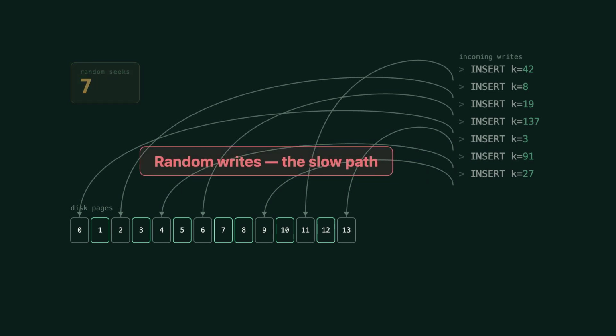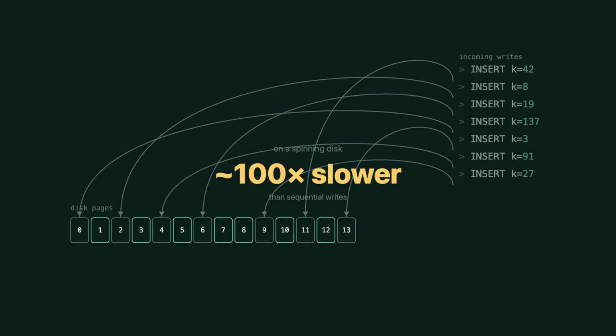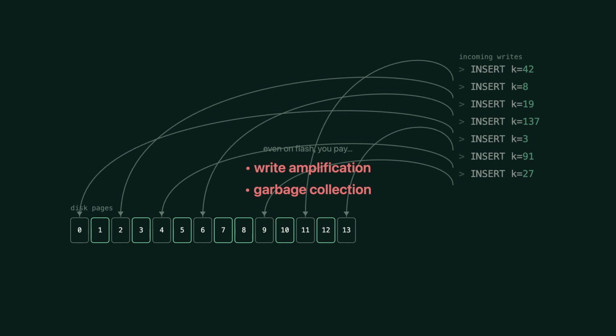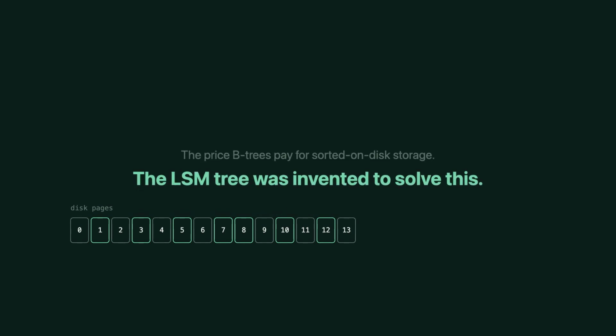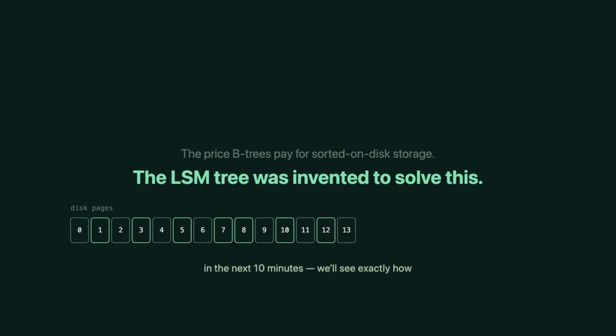Random writes are the slow path. On a spinning disk, they are roughly 100 times slower than sequential writes. Even on flash, they cost write amplification, garbage collection, and shorter device life. This is the price B trees pay for keeping data sorted on disk. And it's the problem the log-structured merge tree was invented to solve. In the next 10 minutes, we'll see exactly how.